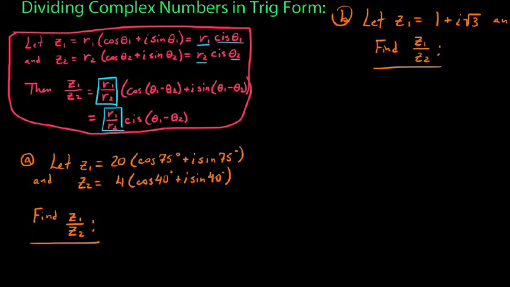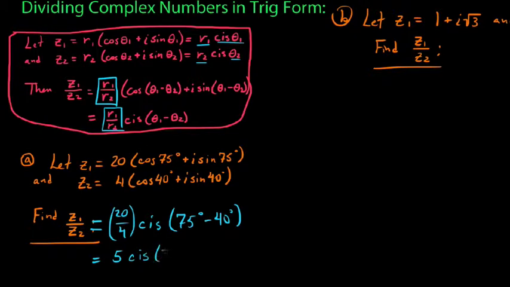We say z1 is equal to 20 cis 75 degrees, and z2 is equal to 4 cis 40 degrees. If we want to find the quotient between these two, z1 divided by z2 would be equal to the quotient of their moduli, so 20 divided by 4, and this would be cis of, in this order, 75 degrees minus 40 degrees. So the quotient overall, given that it's divisible, is 5 cis 35 degrees, and this is totally an acceptable answer.